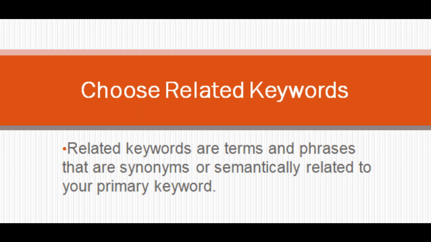Create a list of related keywords. Related keywords are terms and phrases that are synonyms or semantically related to your primary keyword. They are sometimes referred to as LSI keywords or latent semantic indexing keywords. Perform keyword research to find 3 to 5 keywords that are related to your primary keyword.